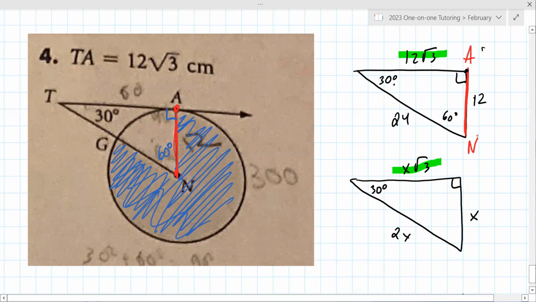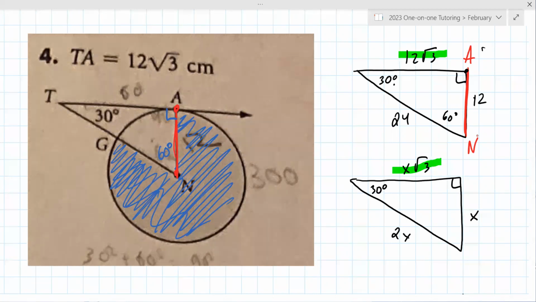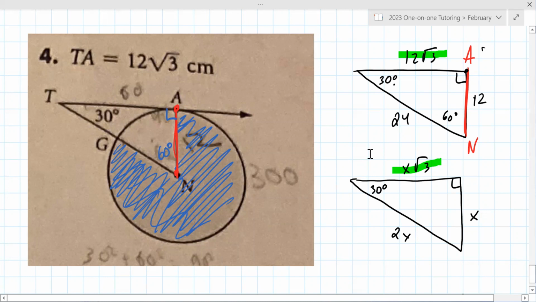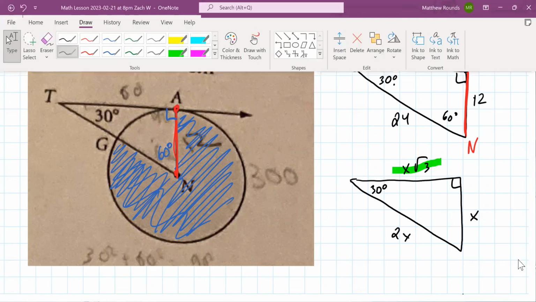We just did all of this so we could find A to N, the radius. What is the radius of this circle? Oh, radius, sorry. It would have to be A to N. What's the distance from A to N? It is 12. And that's because we know it from doing the triangle right there. Yes.